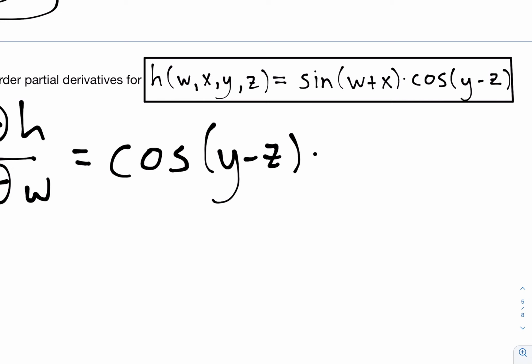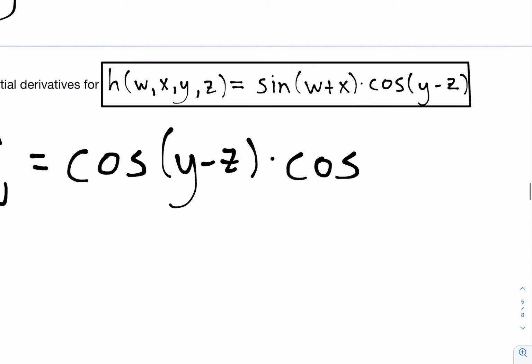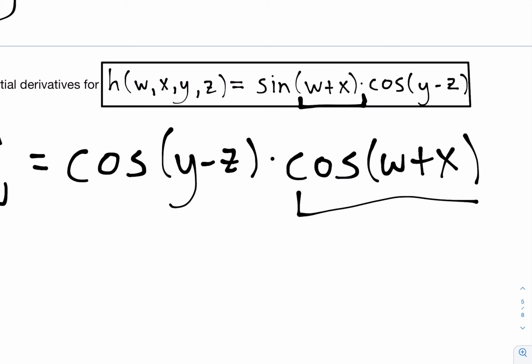Well, we know that the derivative of sine is just cosine. And we know that w is our variable, x is a constant, so the derivative of sine of a variable plus a constant is cosine of that inside there. So it's going to be cosine of w plus x, right? Because by chain rule, we would have to multiply this quantity here by the derivative of the inside.